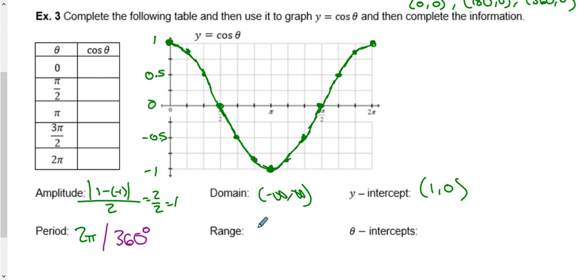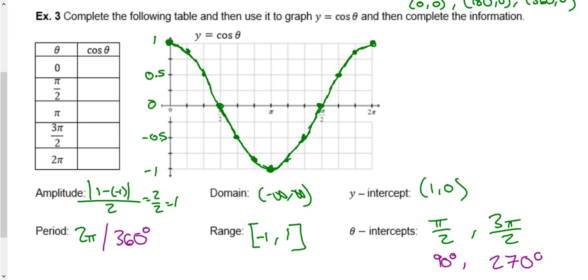Range: how low, how high? The lowest we went was -1. The highest we went is +1, so that's our range. Theta intercepts, aka x-intercepts, we only have 2 this time. It's at pi over 2 and at 3 pi over 2. And if you were working this question out in terms of degrees, your 2 intercepts would have been 90 degrees and 270 degrees, if you'd done this question in all degrees instead of radians on our x-axis.